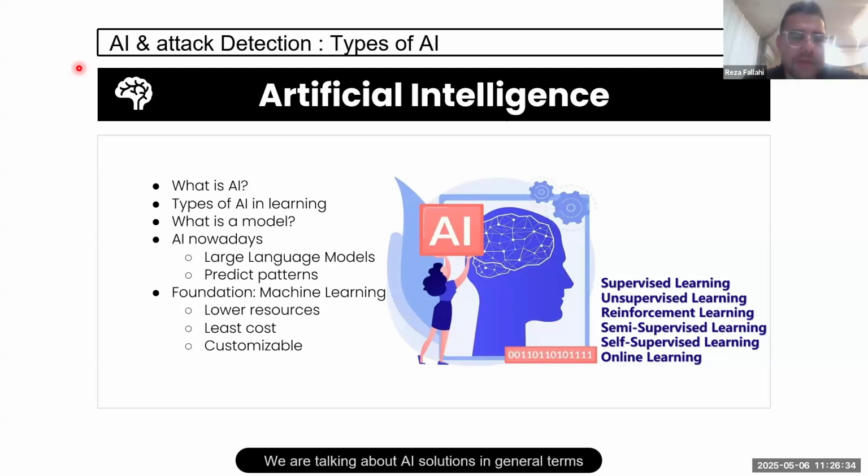I was saying that since we're talking about AI solutions, I'm going to give a brief overview of the definition of AI that we have nowadays. Since we're in the era of AI revolution, what I'm trying to say is that the definition of AI is actually changing to large language models.